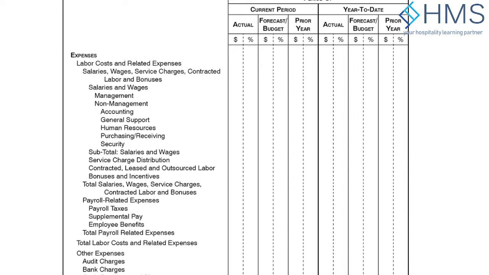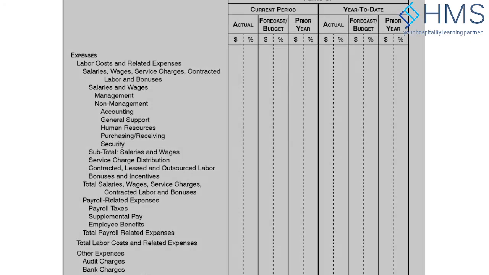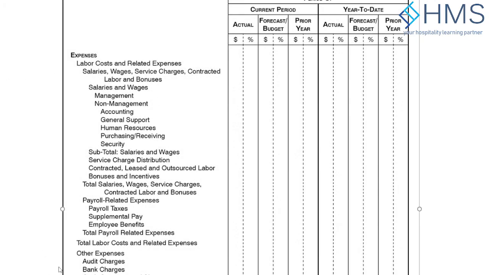So instead of allocating them to an operating department, we consolidate the costs in separate departments and compare with our benchmarks, with our budget, with our forecast, and everything else. As you would see on the screen, the administrative and general expenses are divided into two major parts. One is the labor cost and related expenses, and the other is the other expenses. We're going to look line by line into the definition of those expenses.